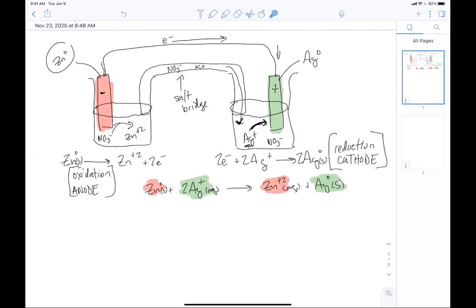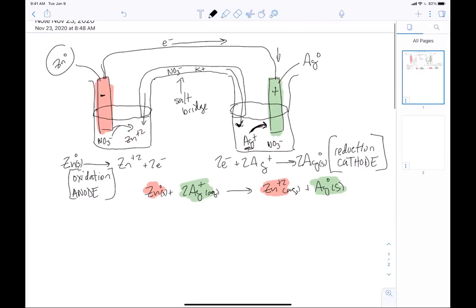And the same is true over here. As I start to deposit more +2 ions in here, I'm building positive charge here. And so nitrate will flow into this one to make sure that charge doesn't build up. And this is pretty much the basics of how a battery or an electrochemical cell works.